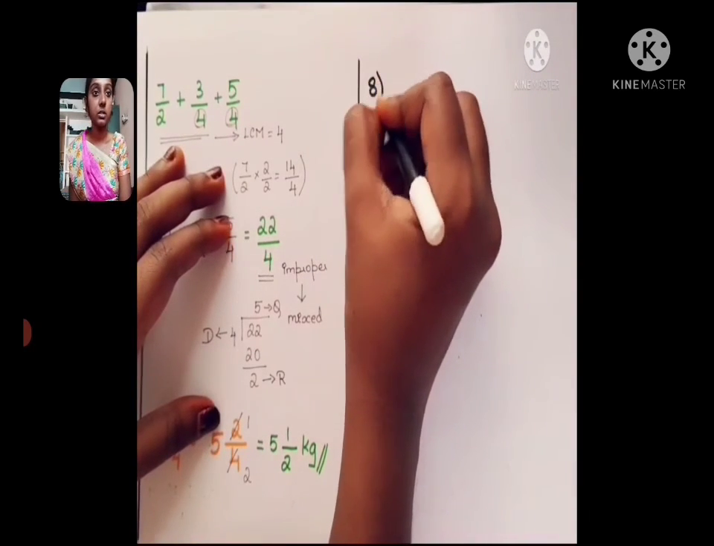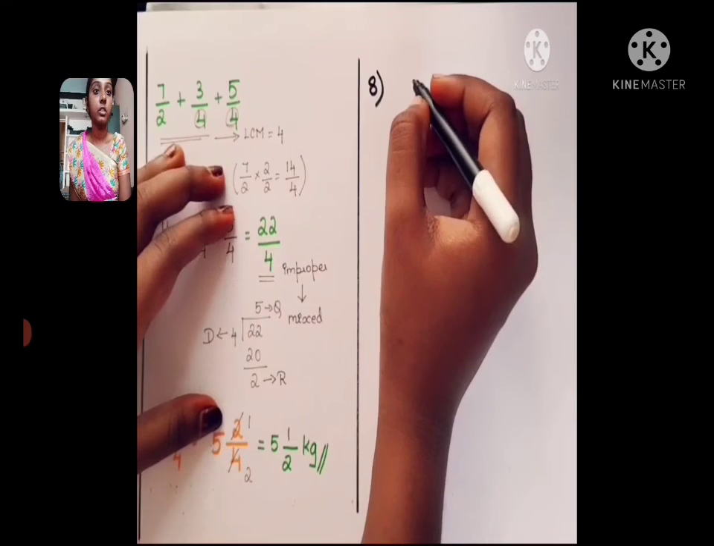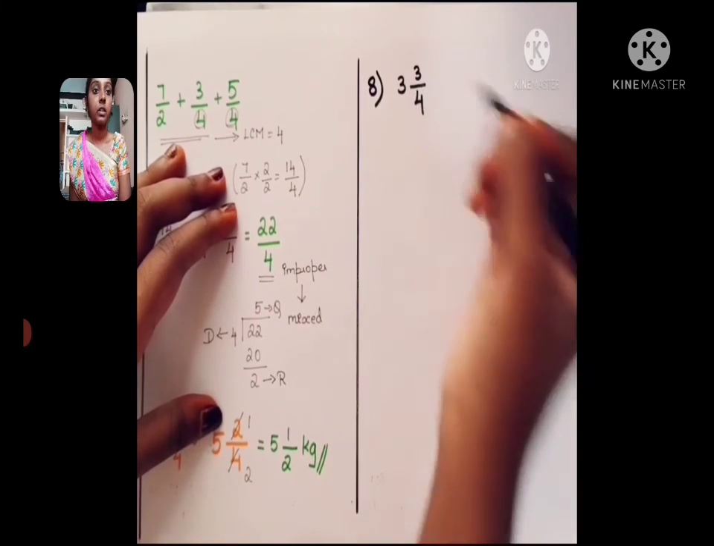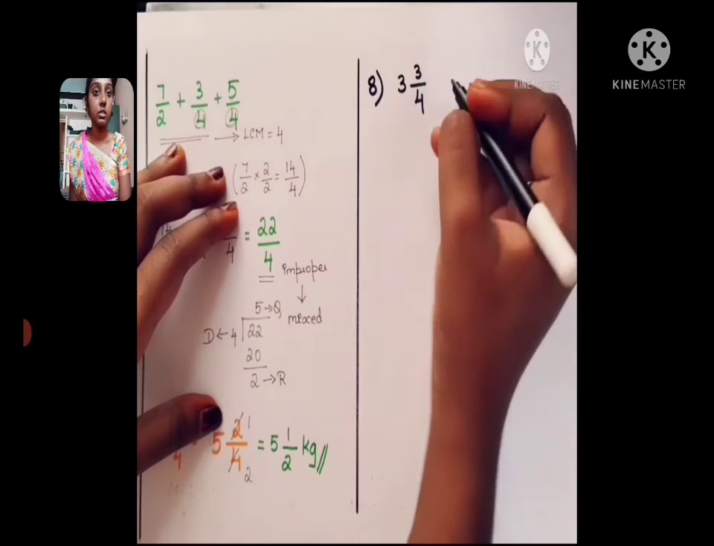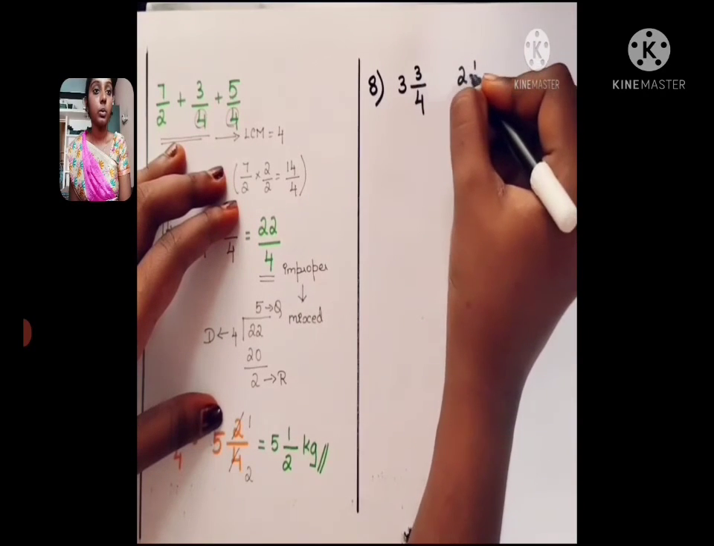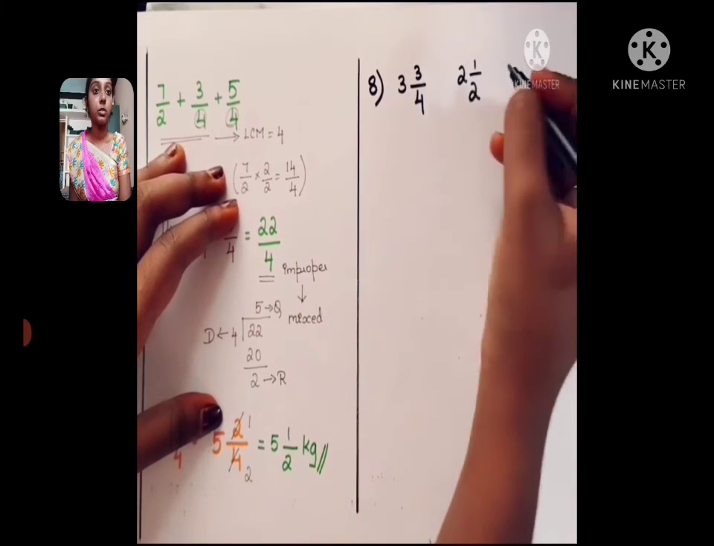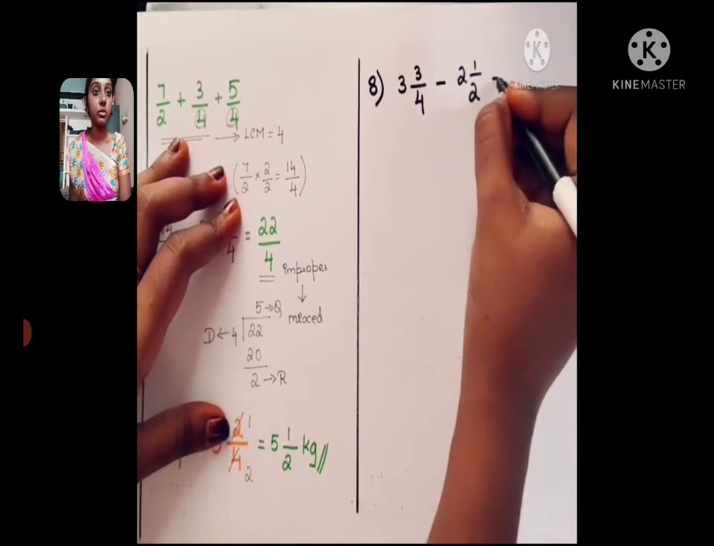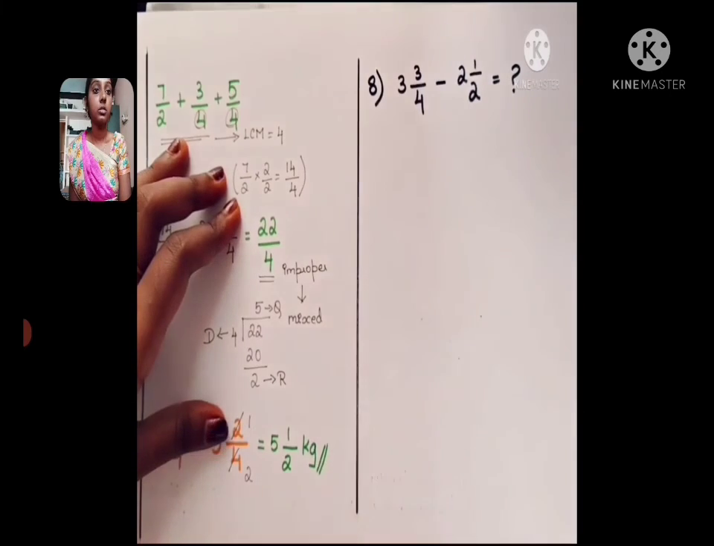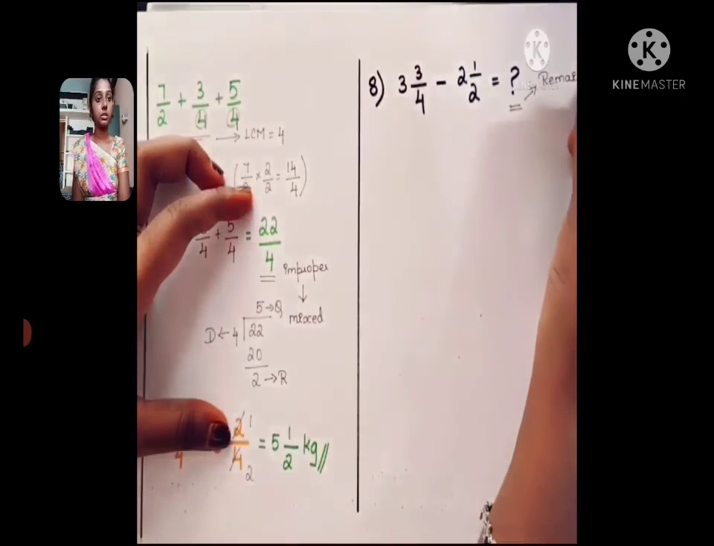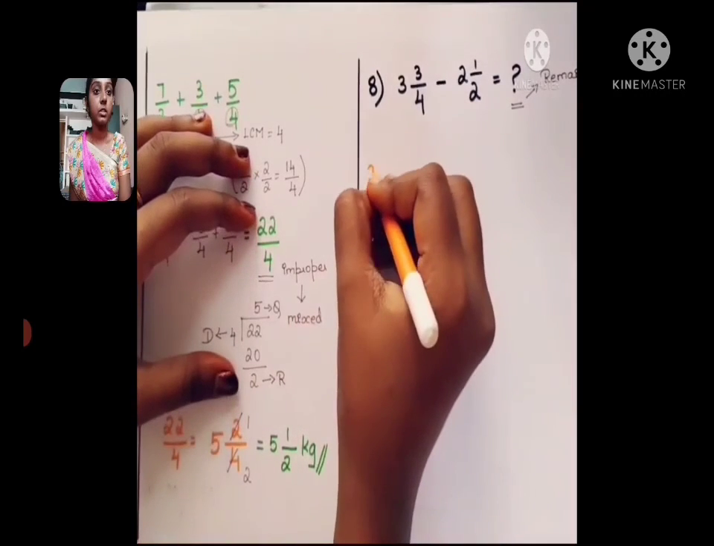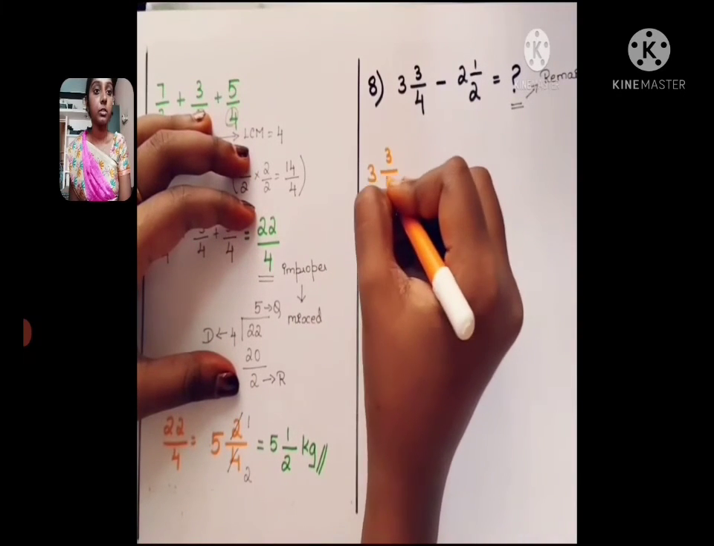Now let us move on to the 8th problem. An oil tin contains 3 by 4 liter of oil. In this oil, 1 by 2 liter of oil is used. So we need to find the remaining. For that, we need to find the difference of these two. The difference of these will give us the remaining oil in the tin. Let us go with the second method.